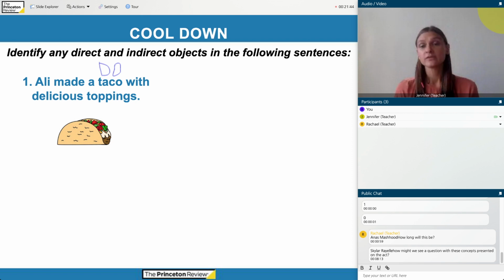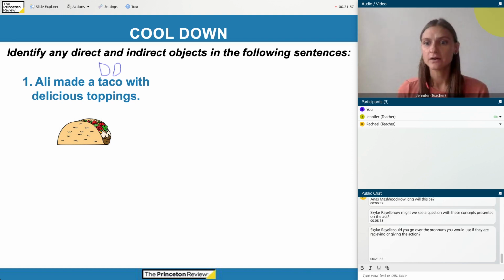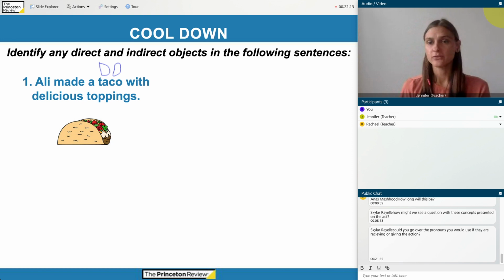With delicious toppings is a prepositional phrase. If you said, Ali made a taco with delicious toppings for his dog, for example, hopefully it's doggy friendly, for his dog, in that case, his dog would be the indirect object receiving that taco. Okay, and I see another question from Skylar here. Could you go over the pronouns you would use if they're receiving or giving the action? Sure, I'll go over that as soon as I finish going over these last couple of examples. So number 1, the only object was taco, and that's the direct object.